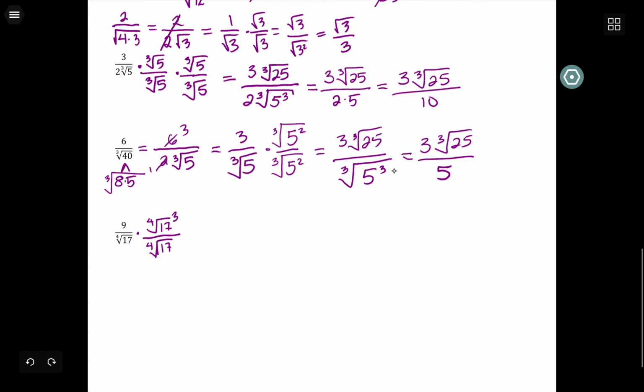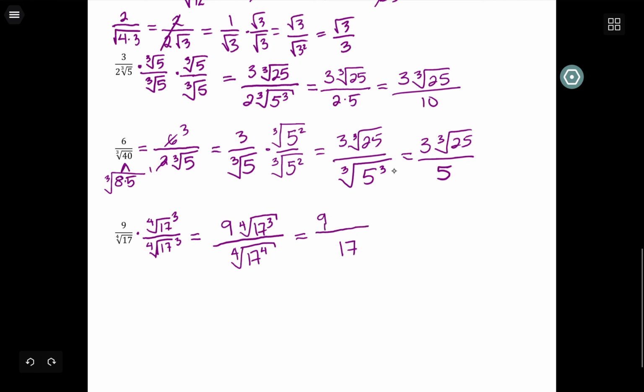Here we can even put them outside. It means the same thing. So we have 9 times the fourth root of 17. I lied. I'm going to put it under the root here because I like it better. Over the fourth root of 17 to the fourth. And the fourth root of 17 to the fourth is 17. I have no idea what 17 cubed is.